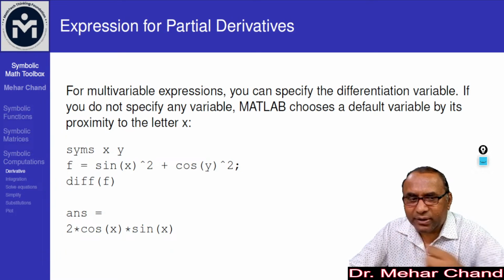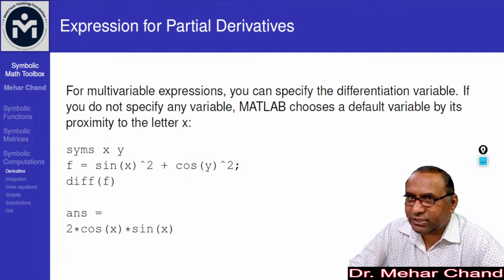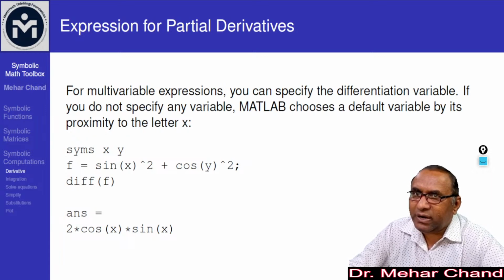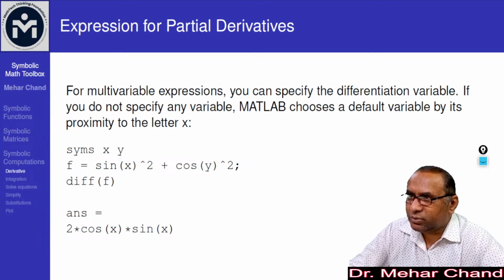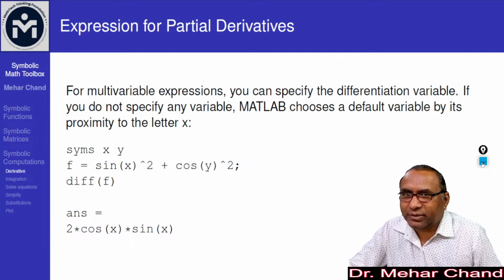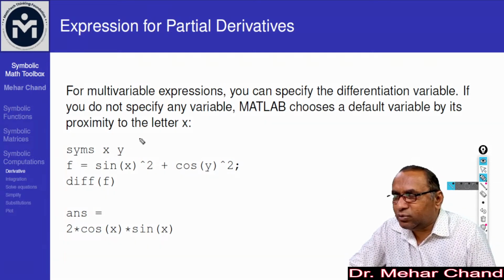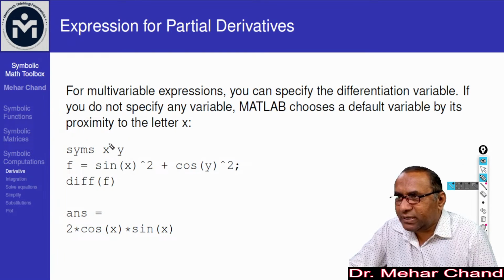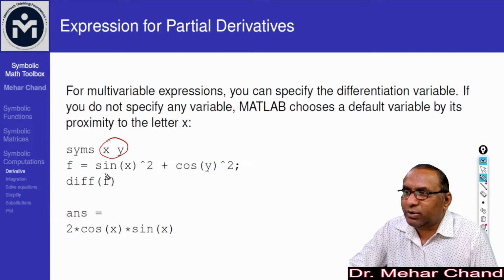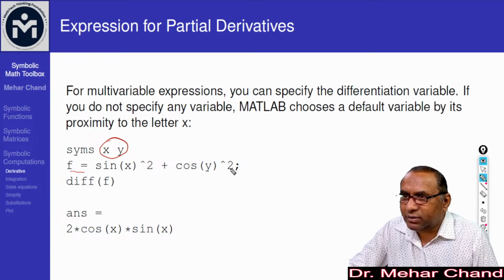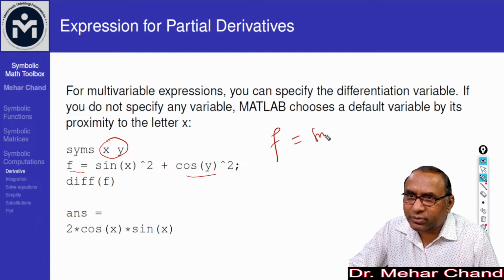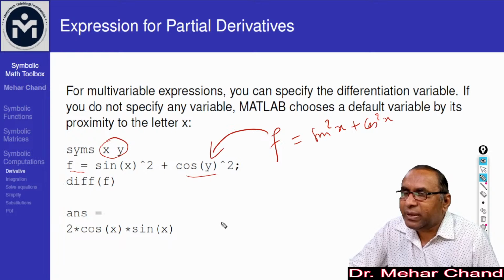Now if we have a multivariable expression, we can differentiate with respect to any variable. If you do not specify any variable, then MATLAB chooses a default variable by its proximity to the letter x. So when we have a function involving two or more variables, here is an example involving two variables x and y, which are symbolic variables. Then f is a function, sine square x plus cosine square x, and the syntax for the same is this one.